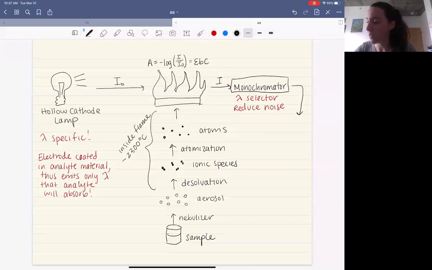And lastly, this all leads to a detector, which commonly for spectroscopy is what's called a photomultiplier tube, or PMT. Okay, so that's the general setup for a flame atomic absorption instrument.